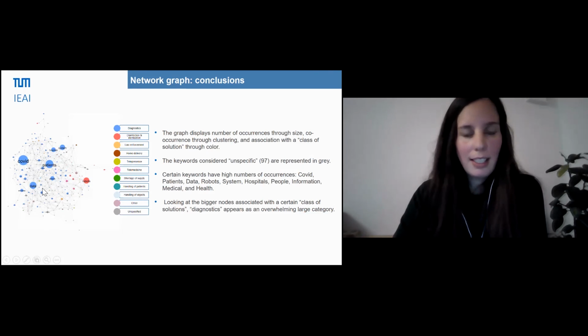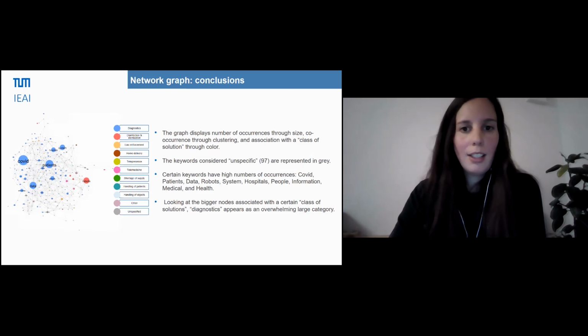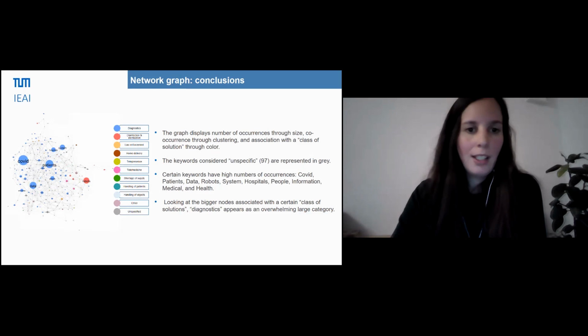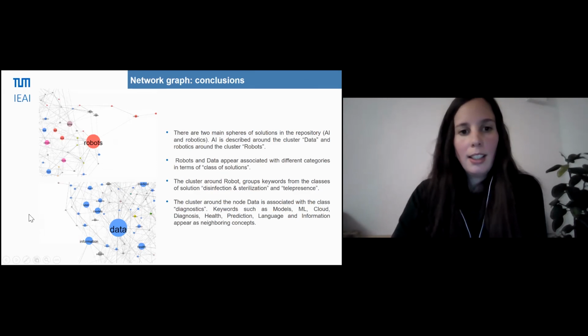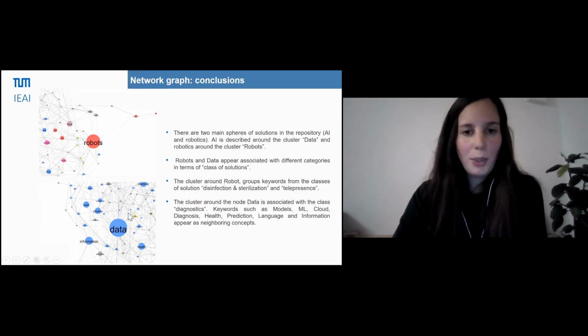And here we have then the second network graph with this new variable, the class of solution. And we can see that the graph displays the number of occurrences through size again, then co-occurrence through clustering, and the association with a class of solution through color. We see again that some classes of solution appear connected with some specific keywords, and that diagnostics is the class of solution that appears as having a higher impact within the database. So most of the solutions proposed were linked to the problematic of diagnosing the disease. And this is the final finding that I will present today.